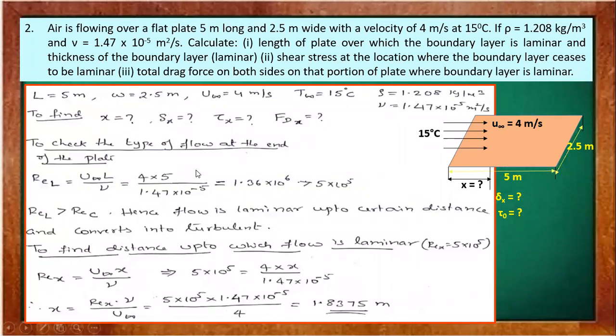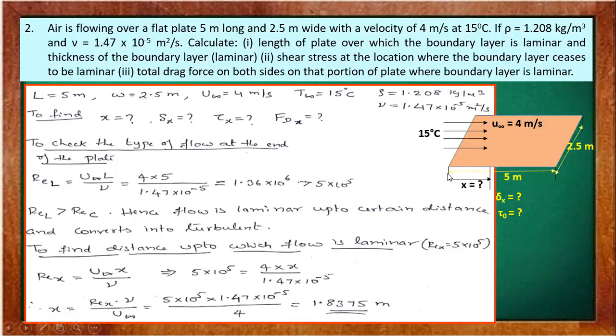Now, going to the next problem. Here it says air is flowing over a flat plate of 5 meters long and 2.5 meter width with a velocity of 4 meters per second at 15 degrees. So T infinity is 15 degrees, U infinity is 4 meters per second, width is 2.5 meters, length is 5 meters. The rho value is given as 1.2 and nu, the kinematic viscosity, is given as 1.47 times 10 power of minus 5 meters squared per second. Calculate the length of the plate over which the boundary layer is laminar and the thickness of the boundary layer in the laminar region.